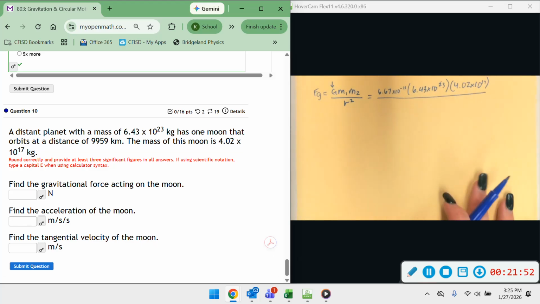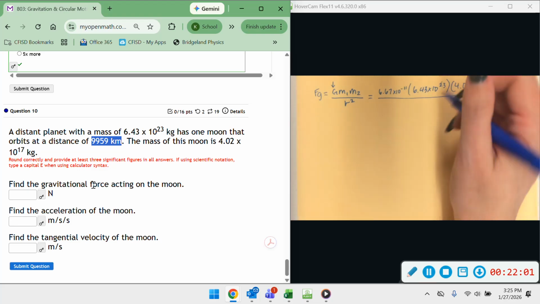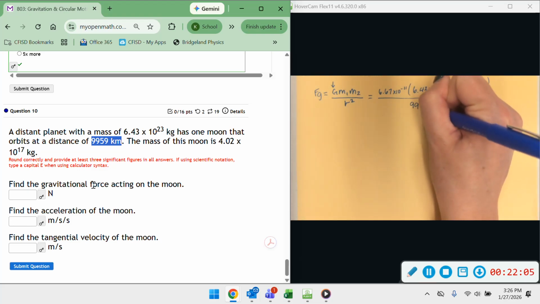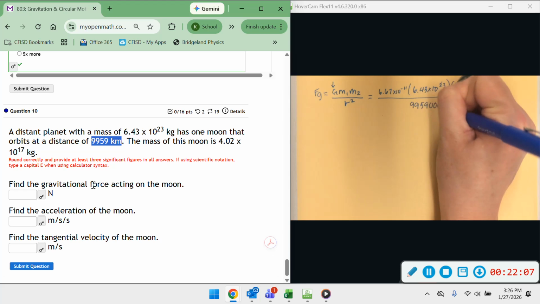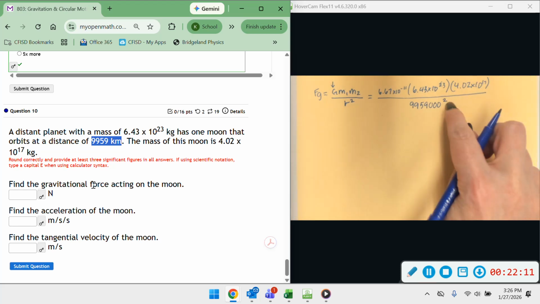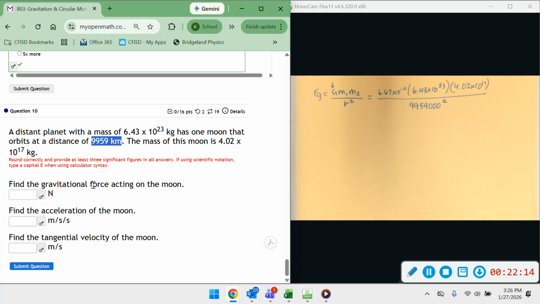Now the only problem with that is that they gave me this distance in kilometers. I don't want it in kilometers, it needs to be in meters. So we need to multiply it by 1,000, which means I just need to add 3 zeros: 9,959,000. That'll be in meters, and again it's squared. Don't forget to square this. A lot of people miss it just from a simple thing like forgetting to press that one button. All right, so let's go ahead and solve.